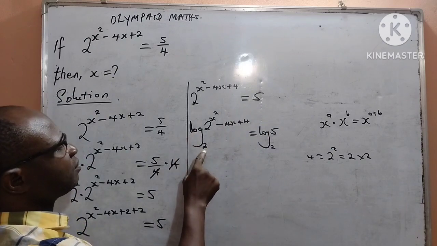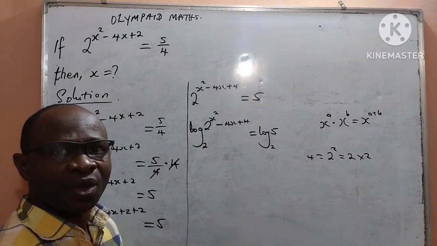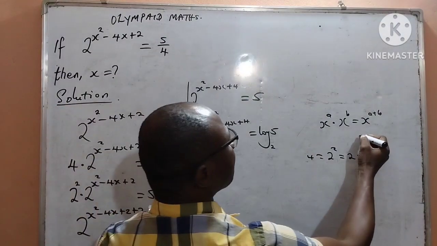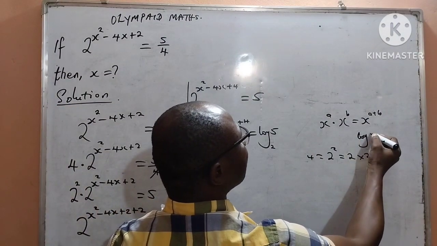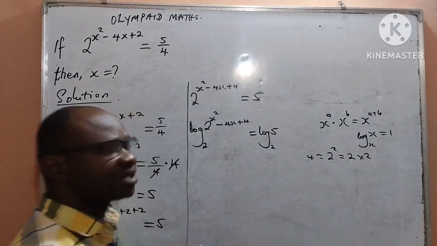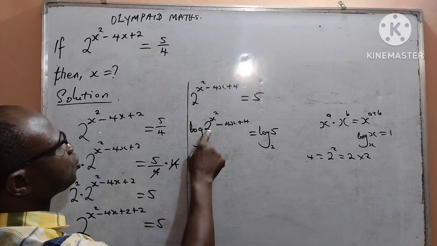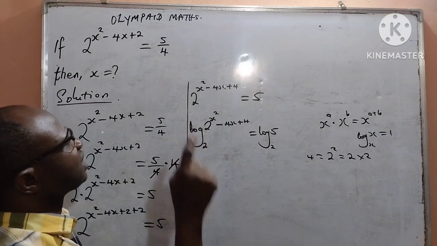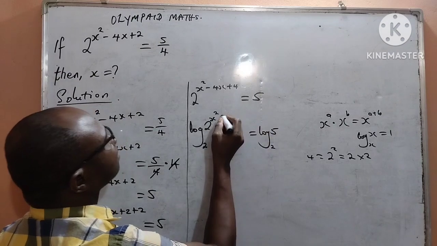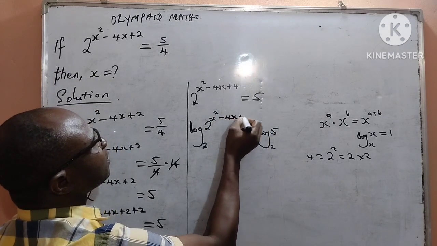Now, what I have done is that I have used logarithm to base 2 on both sides. You can see it, log base 2, log to base 2. Why did I do that? My target is because I have a law in logarithm that says if I have log x to base x, it is equal to 1. So that if I have log 2 base 2, it is going to be 1, with the power x^2 minus 4x plus 4.